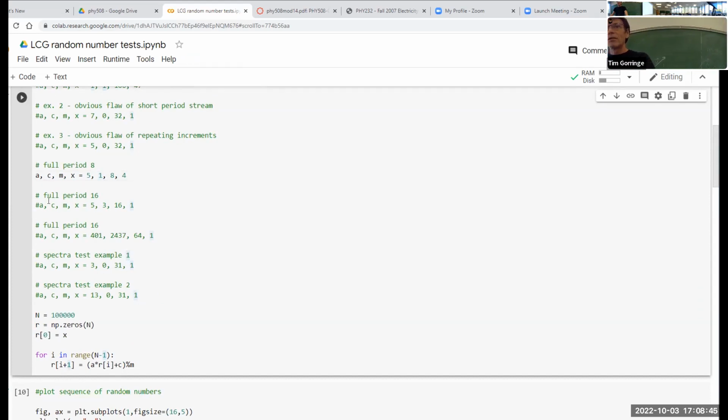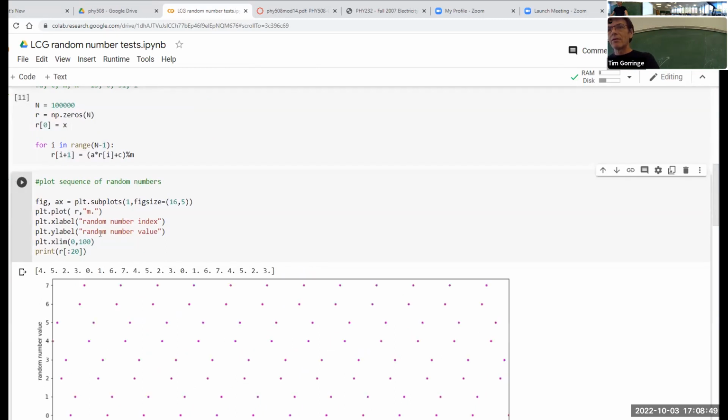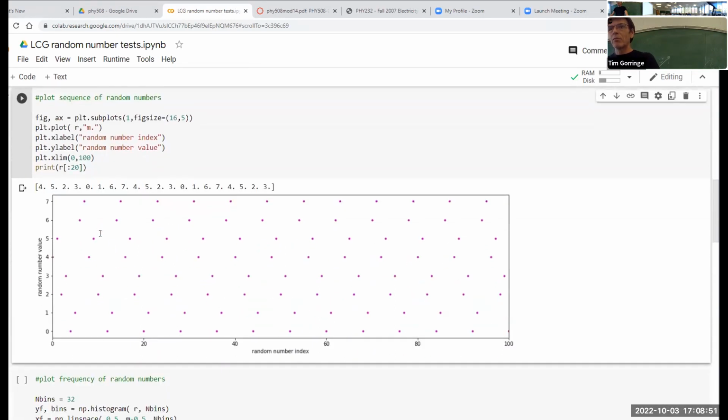So let's run this and then take a look at this plot. And maybe let me change the scale a bit on this. And maybe it's easier if I make this a line.